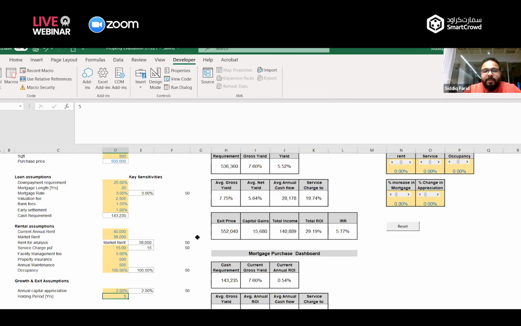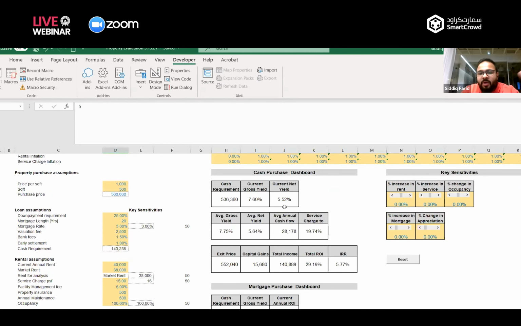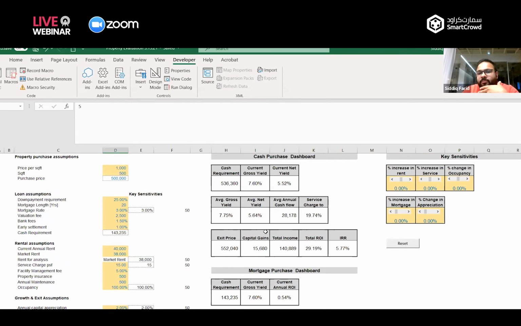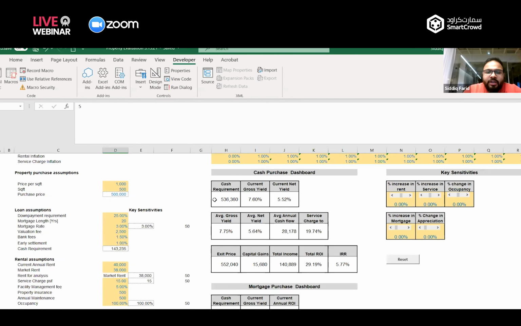Once you put all this in, it's going to spit out some answers. And over here, you have a dashboard that compares what the returns would look like if you were to buy this on cash, and if you bought it on a mortgage. So if you bought this on cash, you would need 536,360 dirhams because of DLD fees, trustee fees, etc., and so forth. Based on these rental assumptions and cost assumptions, your current gross yield is 7.6%. Your current net yield, minus all the expenses that you're paying, is 5.52%. And over the 5-year holding period, your average gross yield is 7.75, and your average net yield is 5.64.